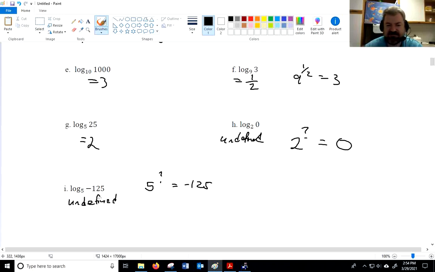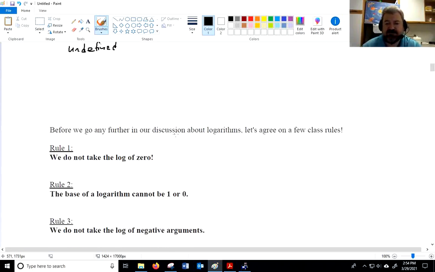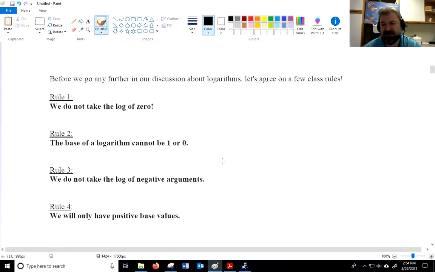And it turns out that in some math classes, you can take the log of a negative number. Not in Algebra 2, though. But it would require using imaginary numbers, just like when we took the square roots of negatives. However, I'm not aware of any algebra system where you can take the log of 0. That just never works. So before we go any further, though, let's go ahead and lay down some rules that we're going to have in this class. First of all, we don't take the log of 0. We're going to make sure that the base of our logarithm is not 1 or 0.